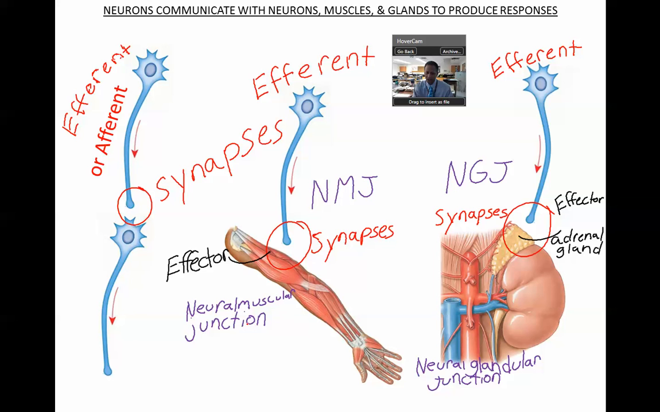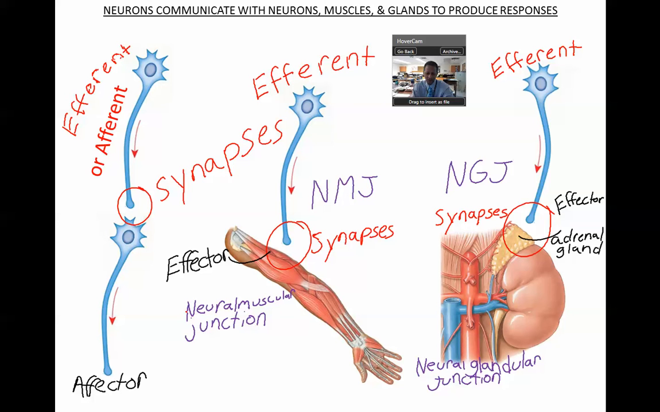So technically, this would be the effector. Those muscles are going to contract, the neuromuscular junction. That's really the synapse, that last neuron that actually is innervating, meaning having communication and contact and stimulation of these muscles. Or it could be like, say, this is the adrenal gland.